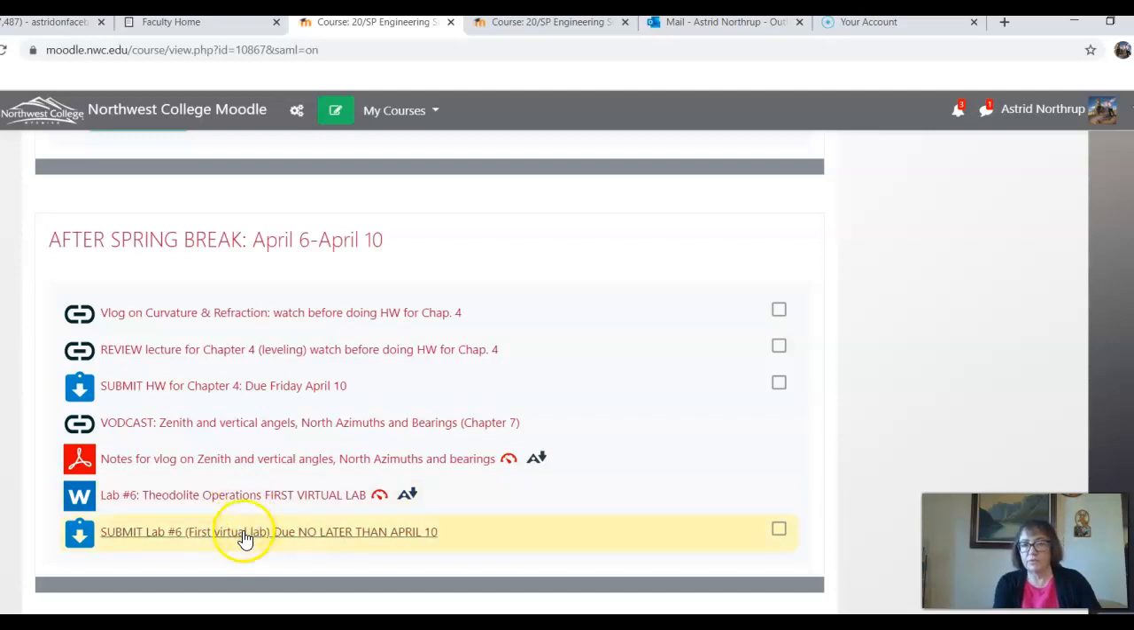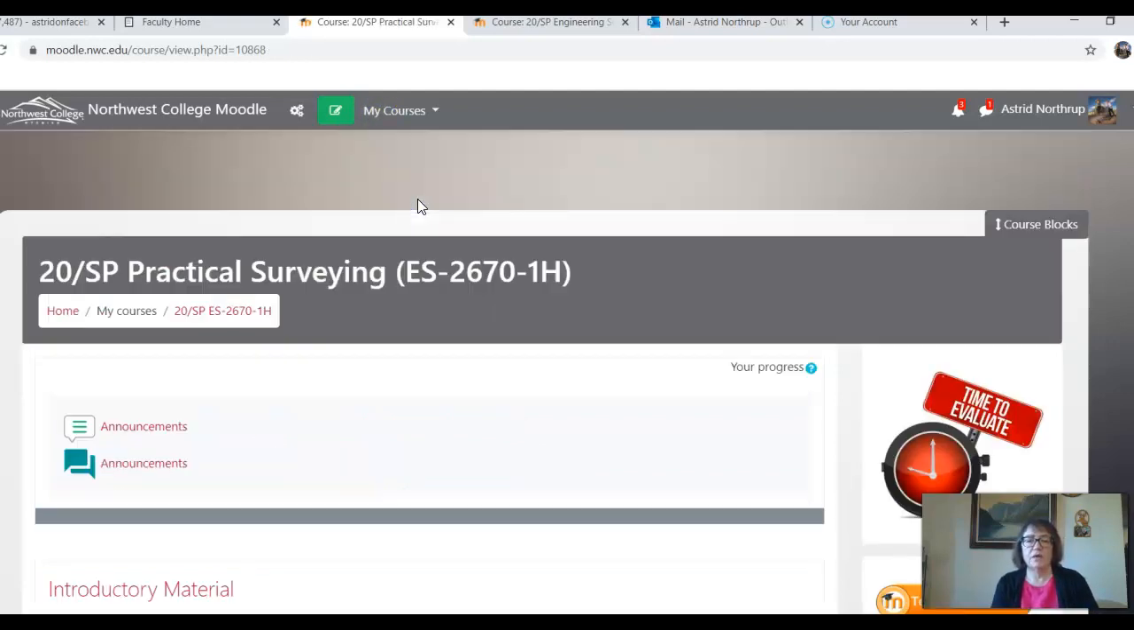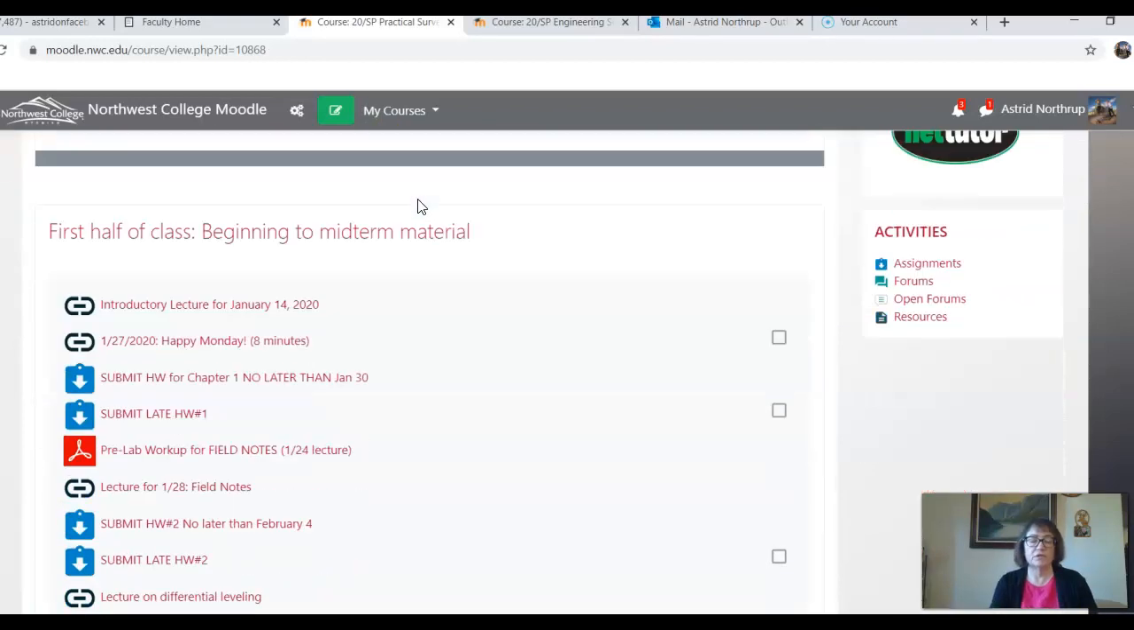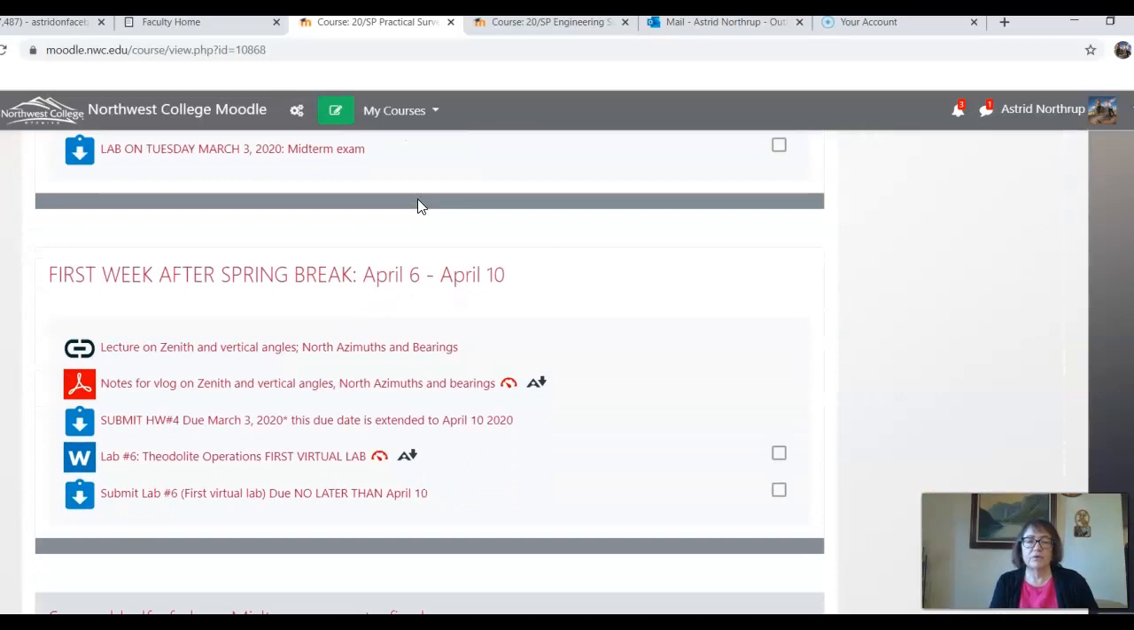I'm going to go over this with both groups in just a moment, but having said that, I want to show practical surveyors what their lab page, what their web page looks like, so that you'll be ready as well. Once again, I've broken stuff out so that we have the same lecture and the same notes. Now, this homework, which is actually on this material, I've extended the due date to April 10th just to keep everybody in the same line, and then we have the lab for practical surveying as well.